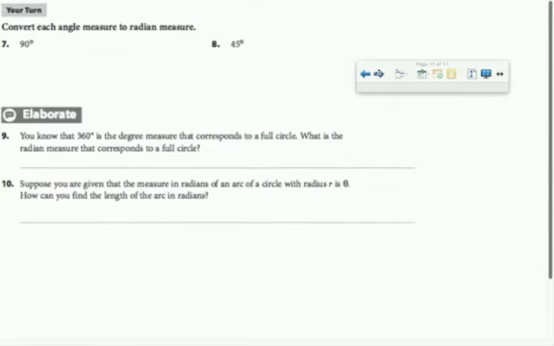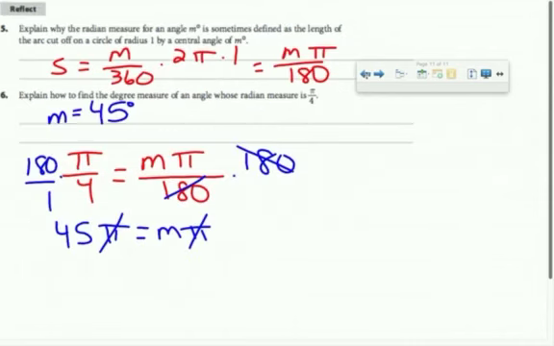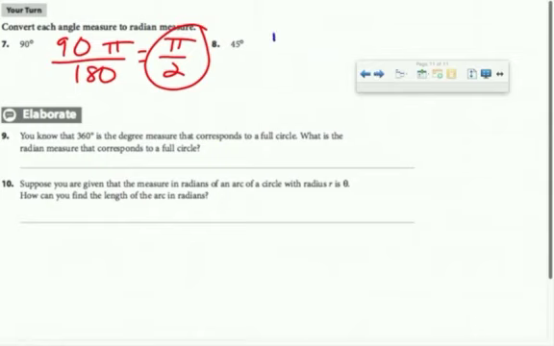Convert each angle measure to radian measure. So 90 pi over 180 would reduce to pi over 2. Oh, hey, this 45 looks kind of familiar. We saw it back here. It's pi over 4.